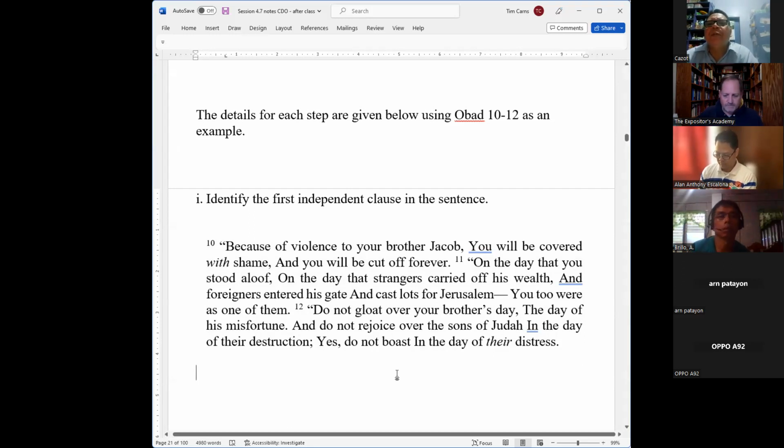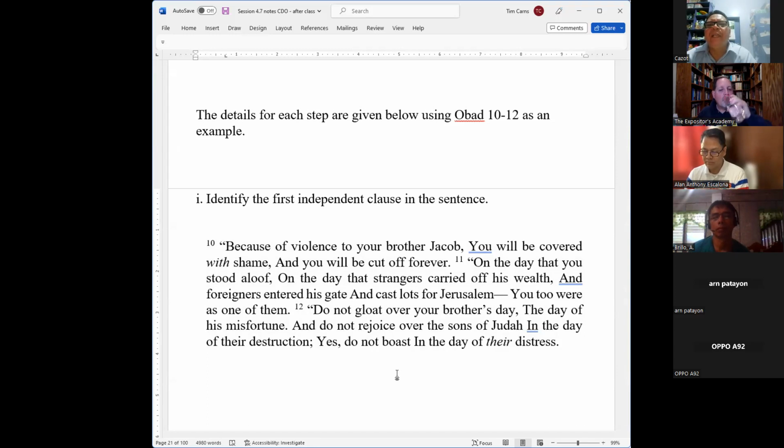Because of violence to your brother Jacob, you will be covered with shame, and you will be cut off forever. On the day that you stood aloof, on the day that strangers carried off his wealth, and foreigners entered his gate and cast lots for Jerusalem, you too were as one of them. Do not gloat over your brother's day, the day of his misfortune, and do not rejoice over the sons of Judah in the day of their destruction. Yes, do not boast in the day of their distress.